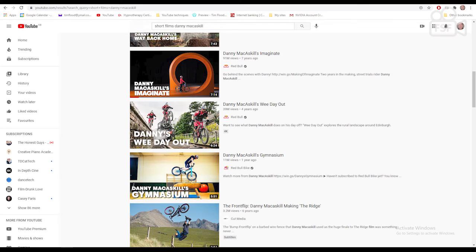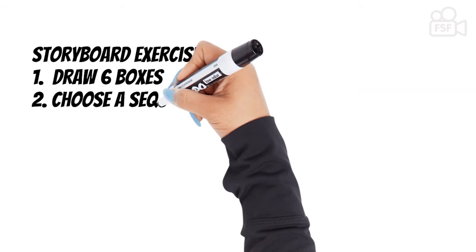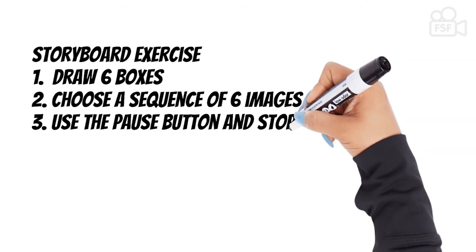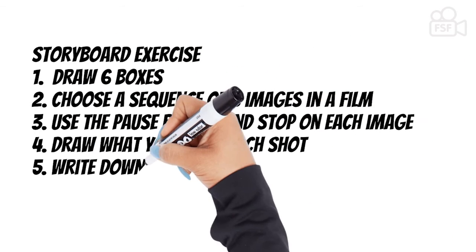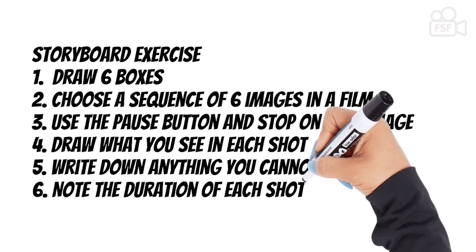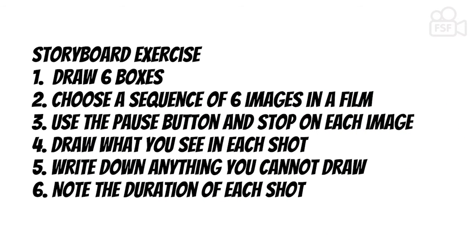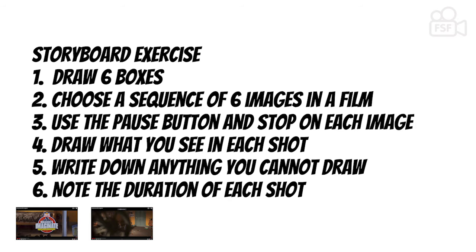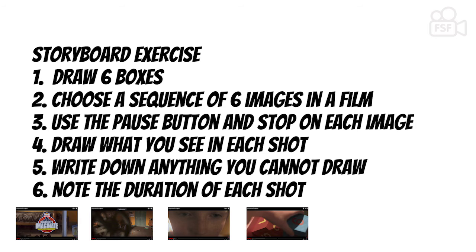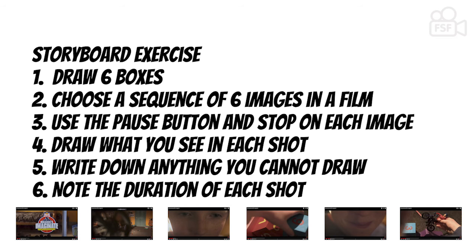And what you need to do is click on the pause button at each of these 6 points and draw what you see on the screen in each of the 6 boxes. Underneath, you can write about what you cannot draw, that is sound and movement. Movement of the actors and movement of the camera. You can also, in the corner of each box, write the duration of each shot.